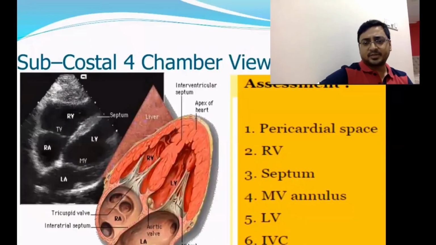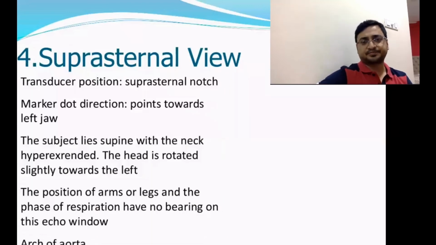These are the chambers that you can usually see: the LA, then the interatrial septum, which is perpendicular to the transducer. We can also look at the tricuspid valve, the RV, and the pericardial space. So this window is one of the most important windows in cases where we suspect atrial septal defect and in cases of pericardial effusion.